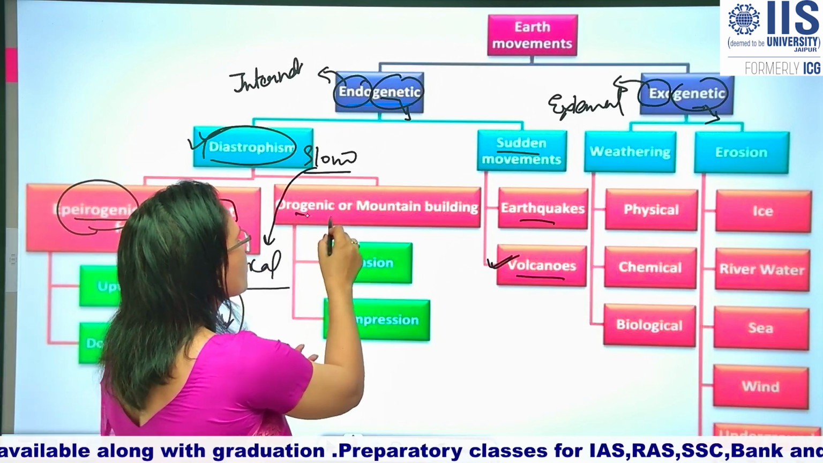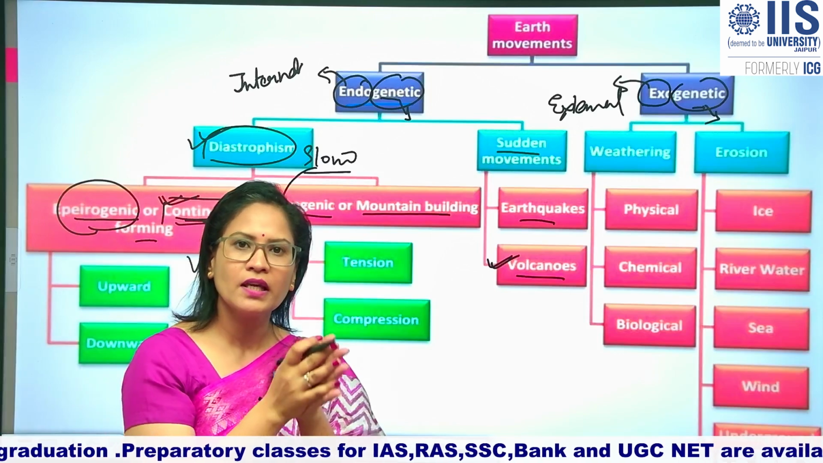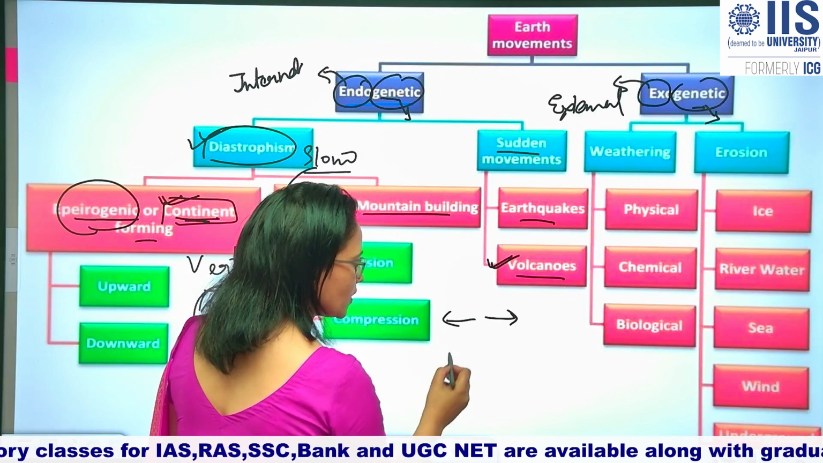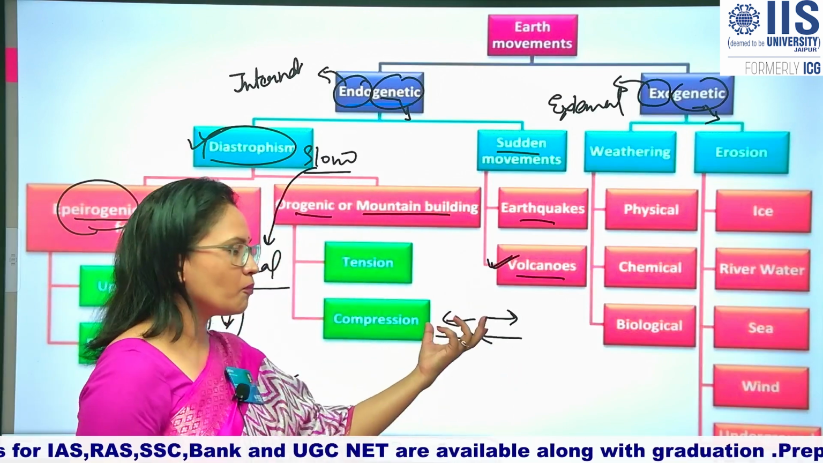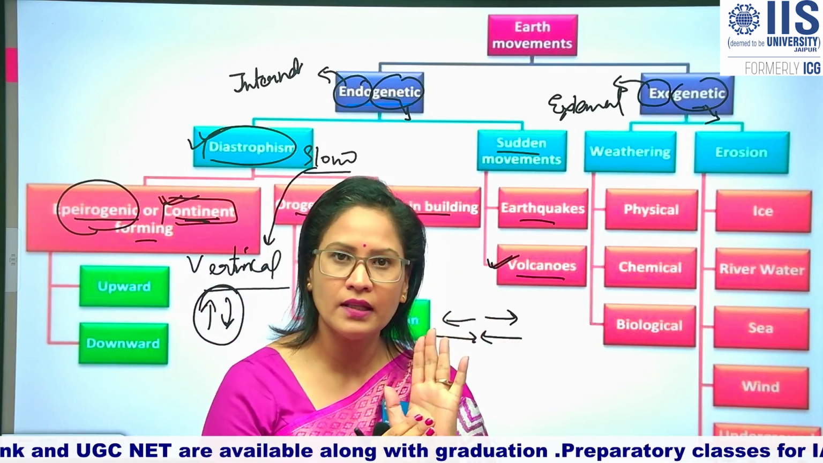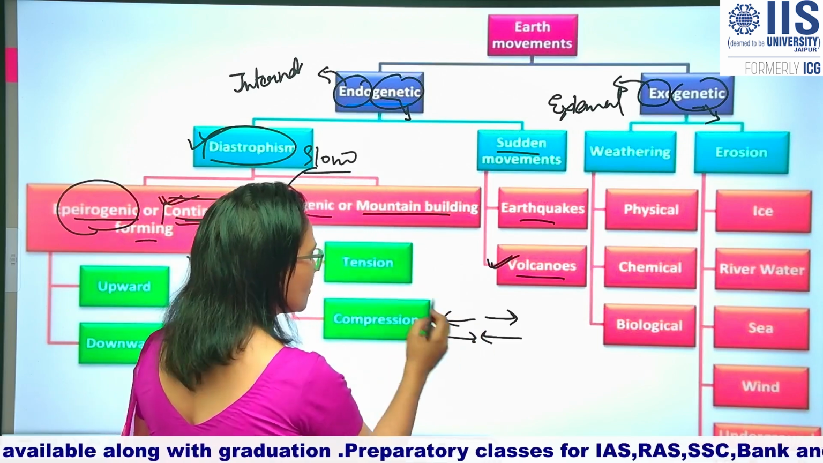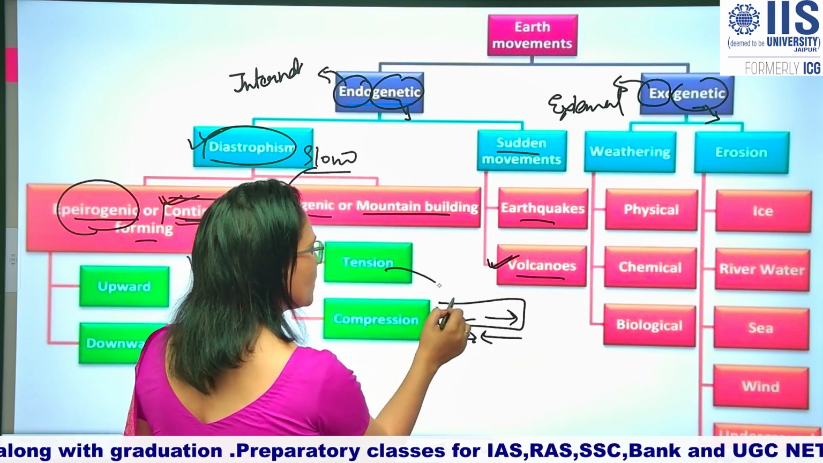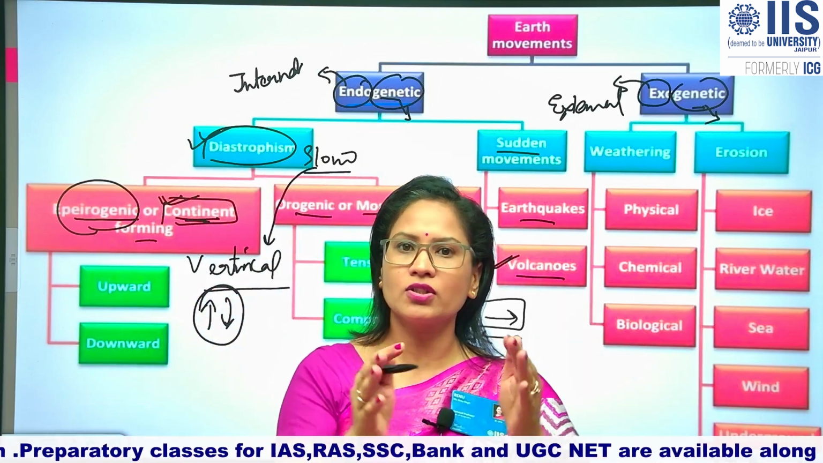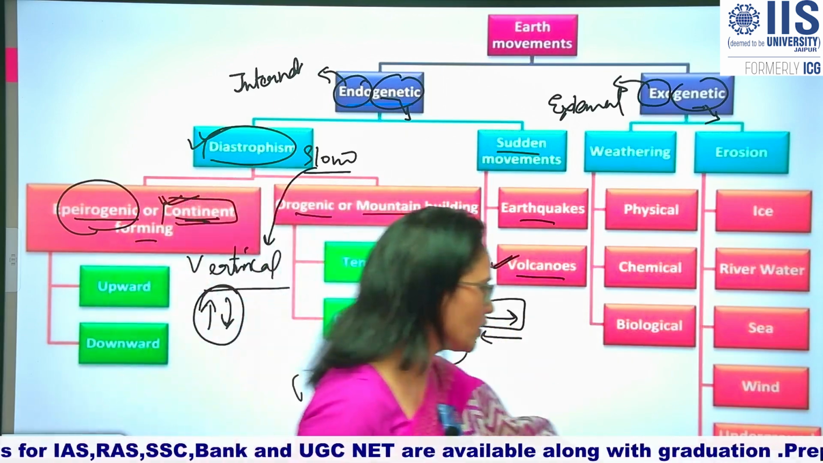Next type of it is orogenic or mountain building. If the force is moving horizontally, it may be opposite to each other, it may be towards each other. Both are horizontal movements, and if the movements are slow plus horizontal, then they have different names. For example, if they are moving apart from each other, it will be known as the tensional force. If the movement occurs towards each other, then it will be known as compression. I have a picture on that.